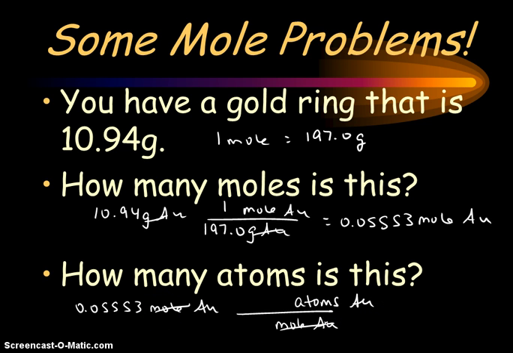Our moles of gold will cancel out, and we know that 1 mole of any substance equals 6.02 times 10 to the 23rd particles, and an atom is a type of particle. So we're going to take 0.05553 moles, multiply it by 6.02 times 10 to the 23rd, and again, we're going to want to have 4 significant digits in our answer. So we're going to get 3.343 times 10 to the 22nd atoms of gold.